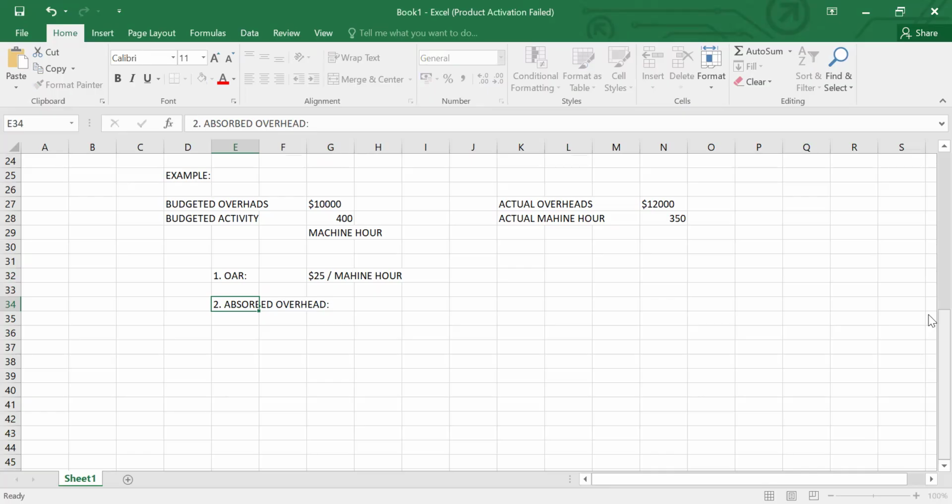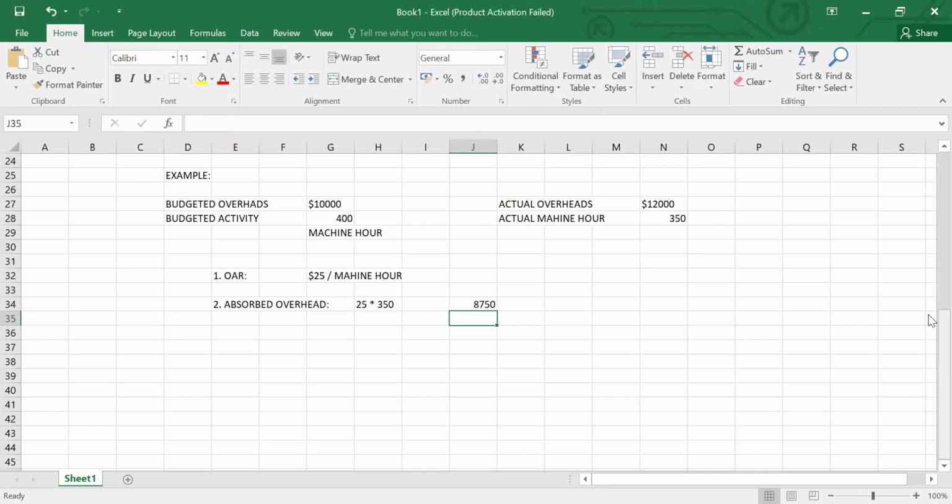What are absorbed overheads? You have said that $25 per hour will be applicable, right? You said that if machines are working, $25 will be incurred per hour. How many hours have the machines worked in reality? They have worked 350 hours, right? So if $25 is the per hour cost and machines have worked 350 hours the entire year, how much should the cost be? I will just calculate it.